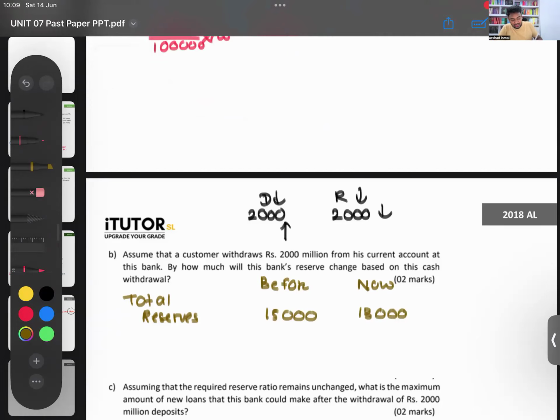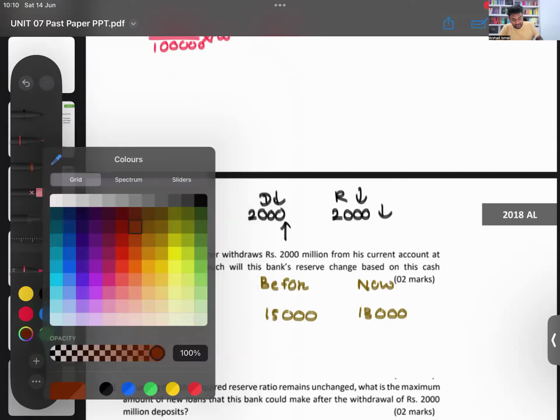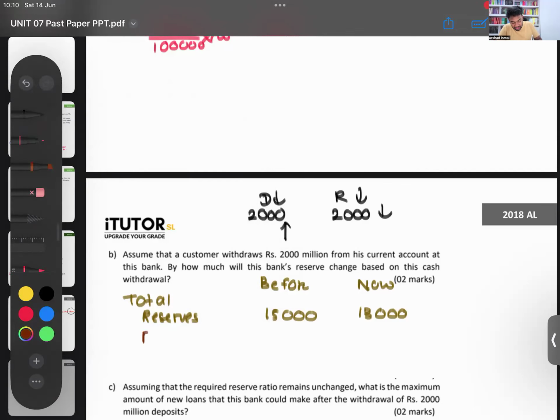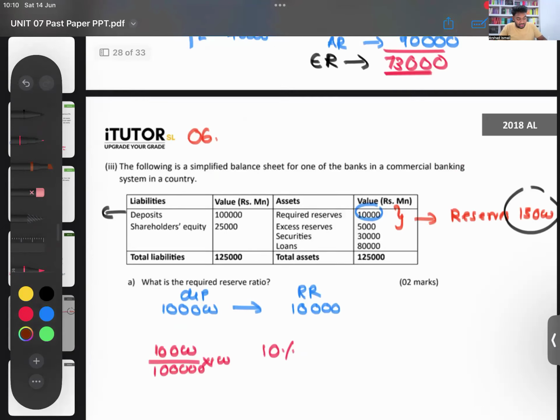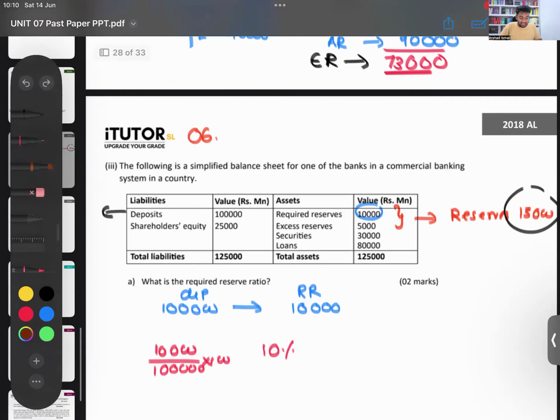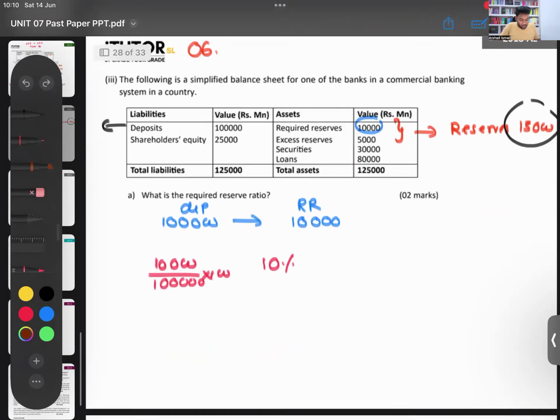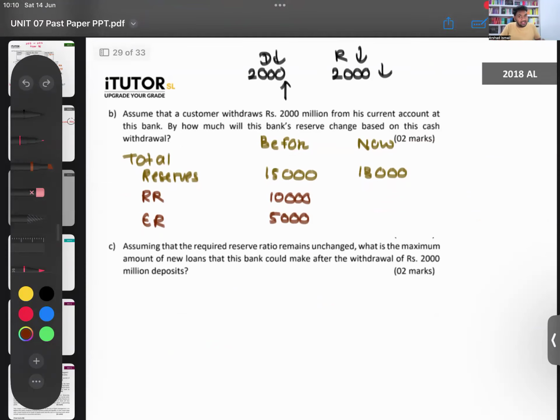So before, how was this 15,000 made? Based on the numbers given, required reserves were 10,000 and excess reserves were 5,000. That is how we got total reserves of 15,000, by adding the 10 and the 5. So now I am saying total reserves will only be 13,000, because when a customer withdraws 2,000, 15,000 will go to 13,000.